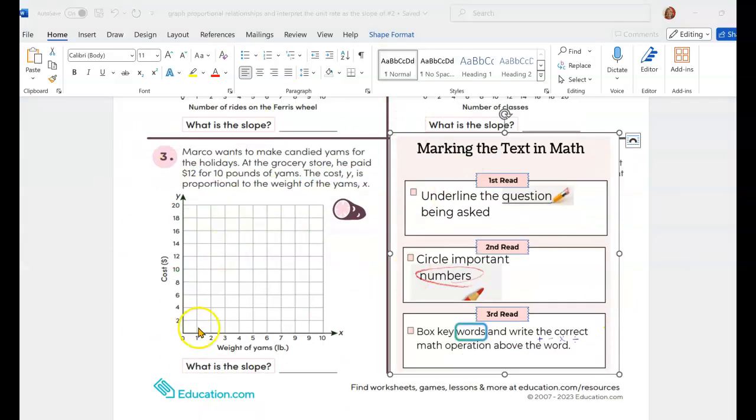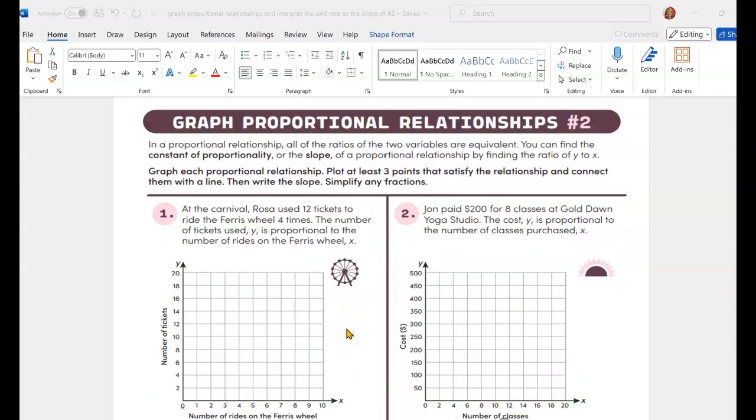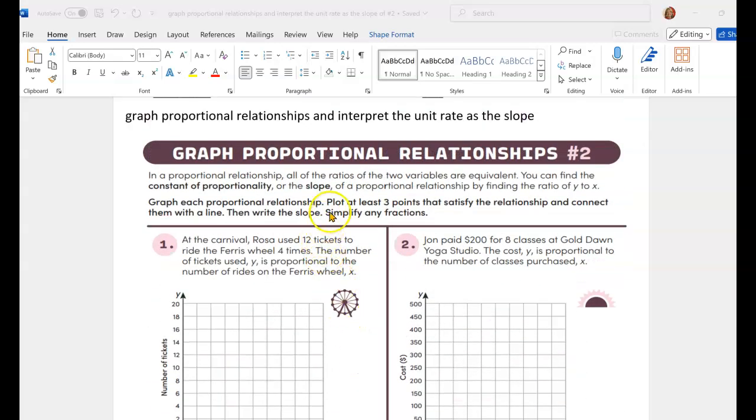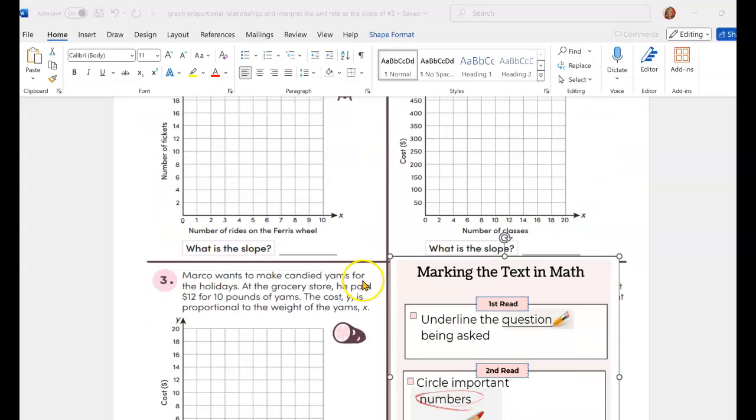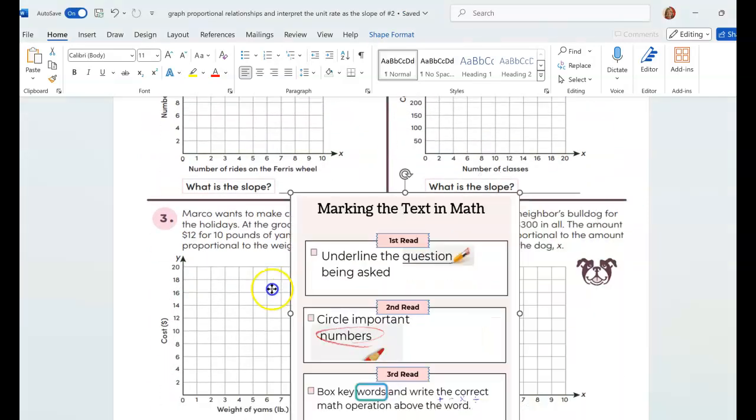So for number 3, you are drawing the trend line that goes through the origin because it's proportional. You're giving me the slope, and you're figuring out for yourself at least 3 points that satisfy the relationship and connect them with the line. You can do this. All right, number 4.